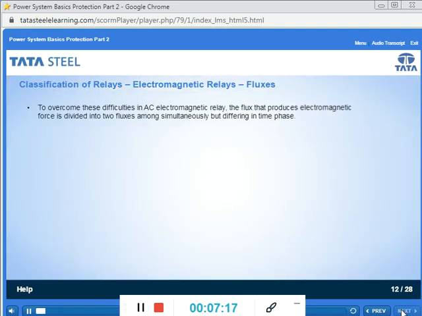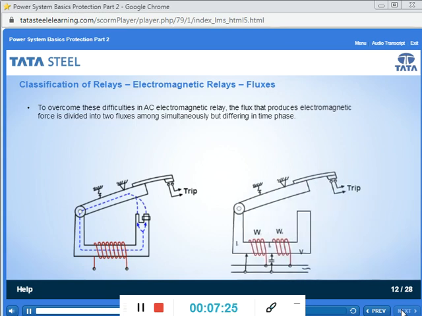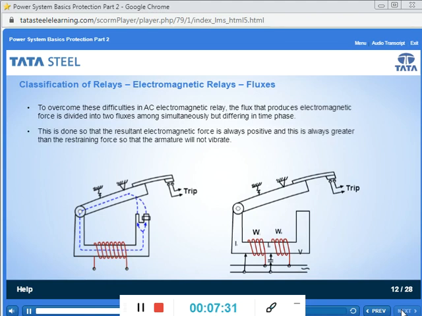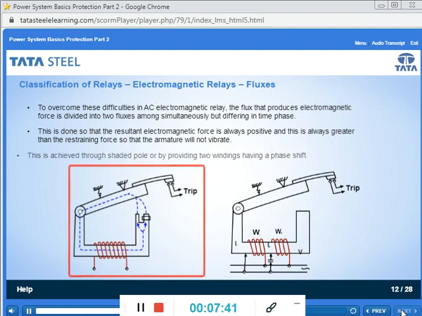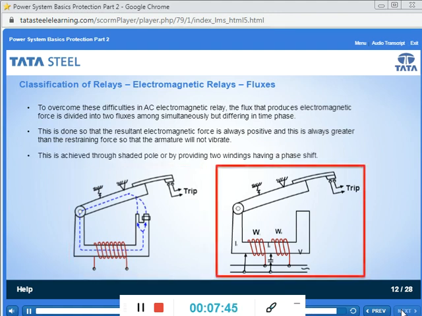To overcome these difficulties in AC electromagnetic relay, the flux that produces electromagnetic force is divided into two fluxes acting simultaneously but differing in time phase. This is done so that the resultant electromagnetic force is always positive, and this is always greater than the restraining force so that the armature will not vibrate. This is achieved through shaded pole or by providing two windings having a phase shift.